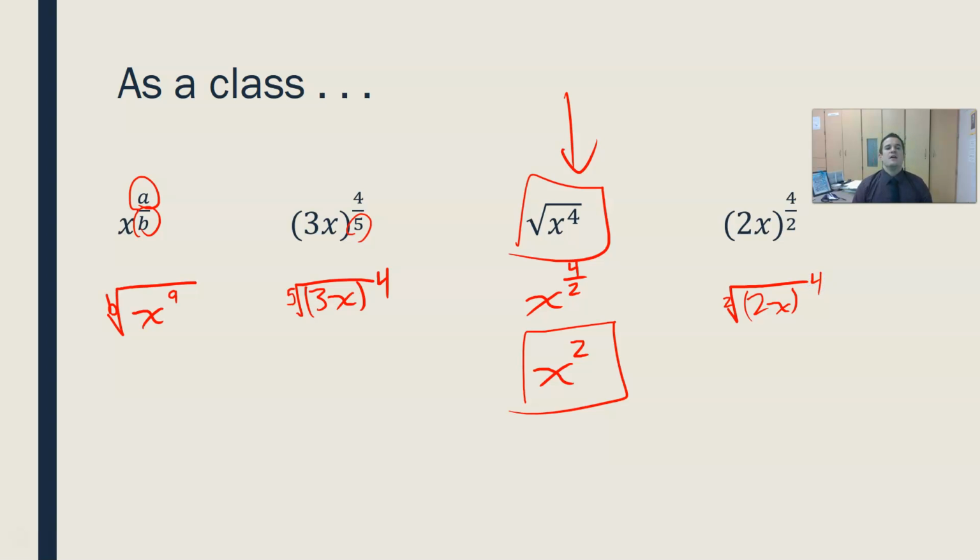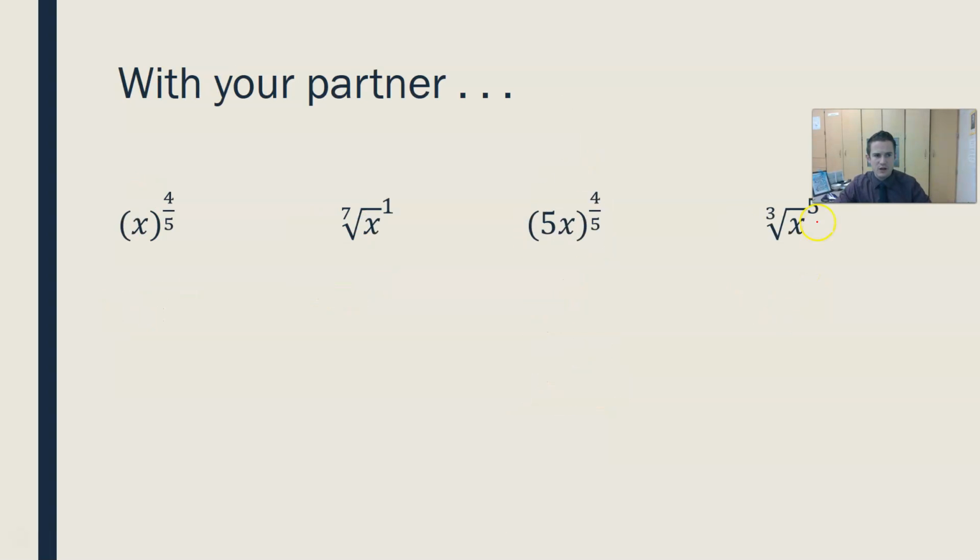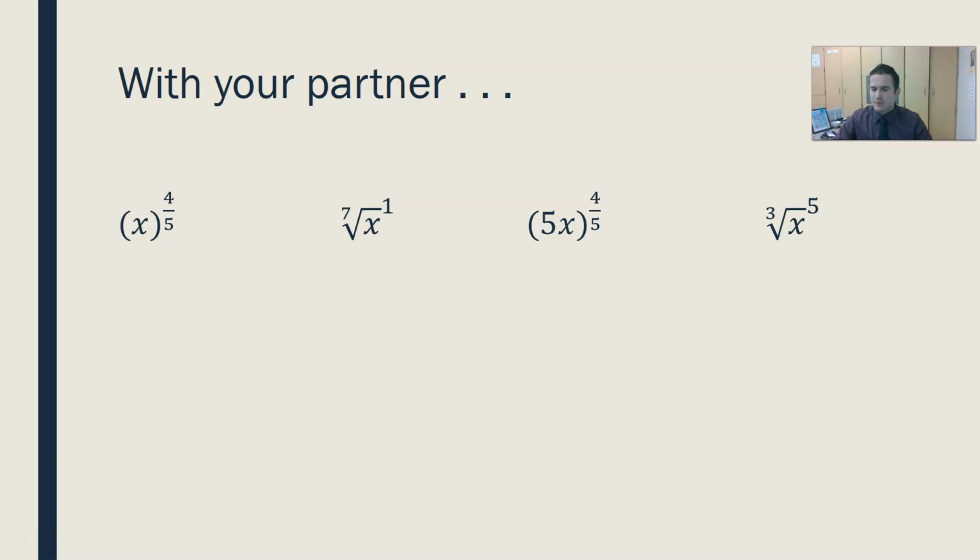Okay? So that's what we're doing here. We're converting between exponent and radical form and vice versa. Let's do a couple more. So x to the 4/5 power, that's going to be the fifth root of x to the 4th. The fifth root of x to the 4th, the bottom becomes the root, the top becomes the exponent.